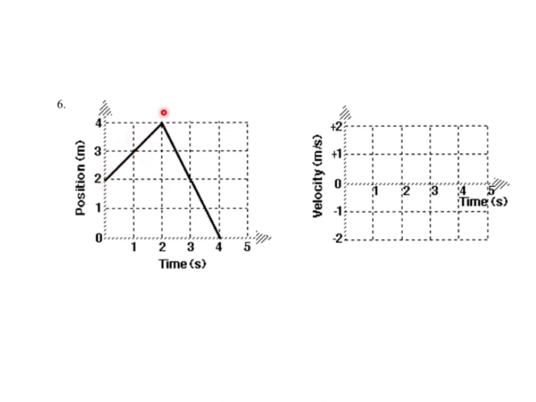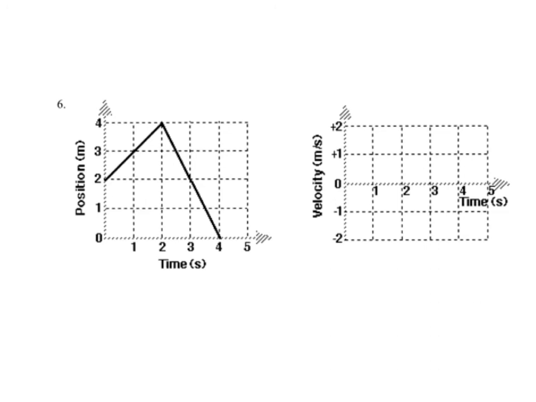On the other part of this graph, the rise is going to start at 4 and go down to 0, which gives you a difference of negative 4. And the run starts at 2 and finishes at 4, that's a difference of 2. So negative 4 divided by 2 will give you negative 2 for your velocity or slope. So let's draw that on our velocity time graph.